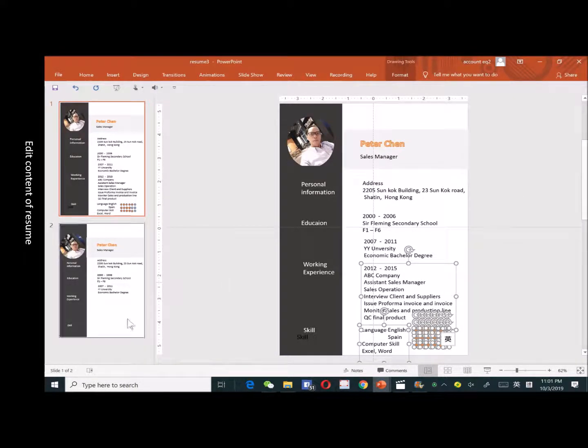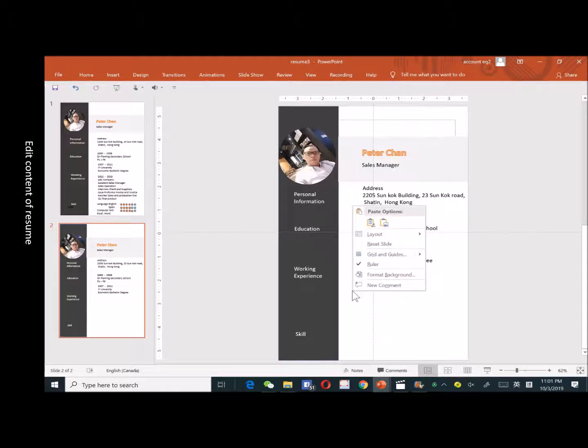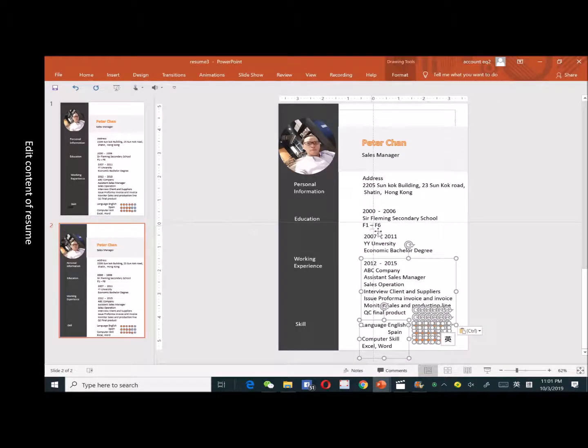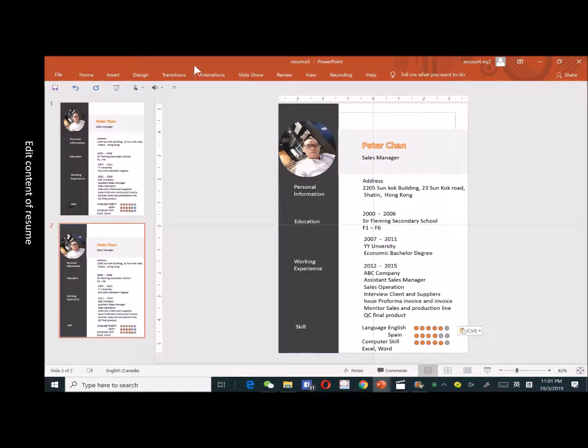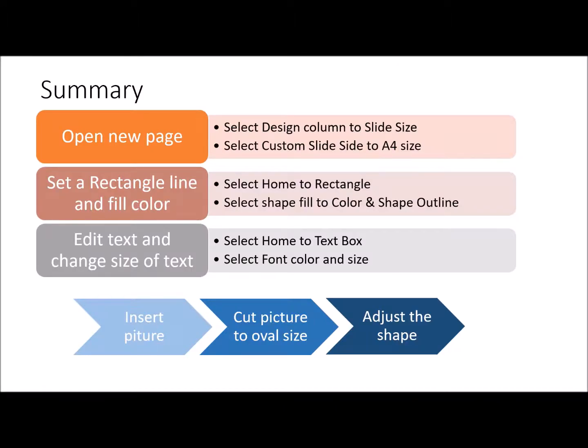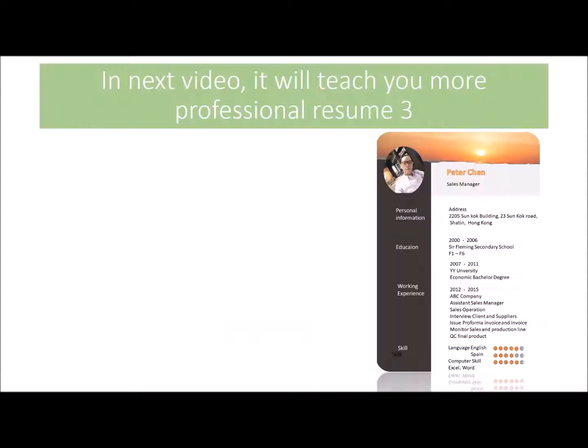We would like to summarize how to do the professional resume. We teach you how to make the rectangle, how to change the color of the rectangle, also how to edit the word, how to edit the photo and crop the photo, and then finish the professional resume.